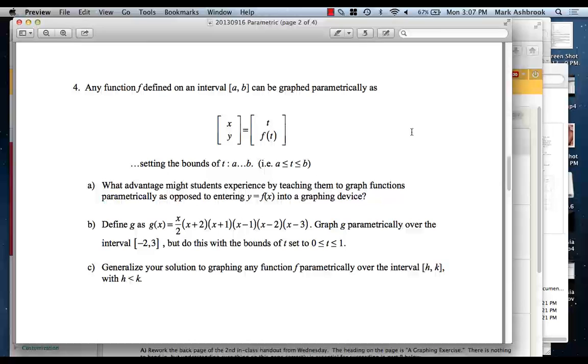Graphing g of x parametrically over -2, 3 should be easy, right, if you're allowed to change the bounds of t. So what about if we want t to be set from 0 to 1? Those who struggled or are still struggling, can you talk about what your thinking is about this? Does anyone want to be brave and speak up about your struggle with this question?